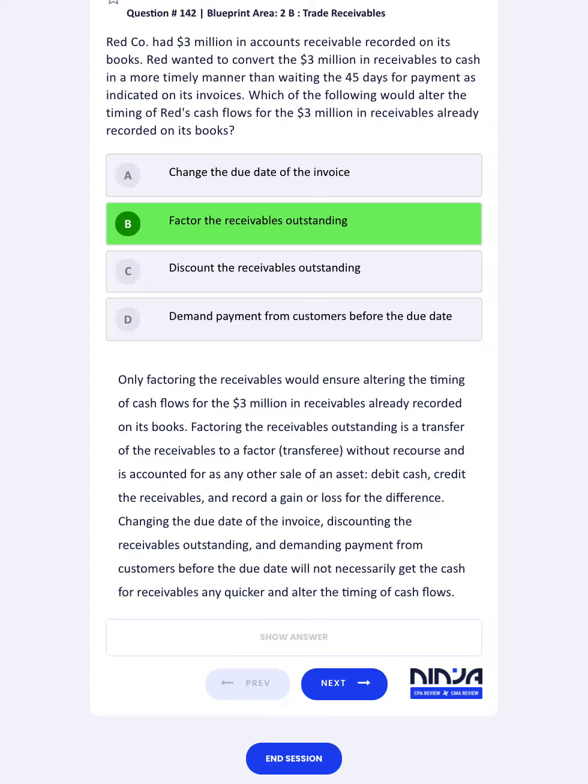Factoring the receivables outstanding in a transfer is a transfer of the receivables to a factor, to the transferee, without recourse and is accounted for as any other sale of an asset. Debit cash, credit the receivables, and record a gain or loss for the difference.